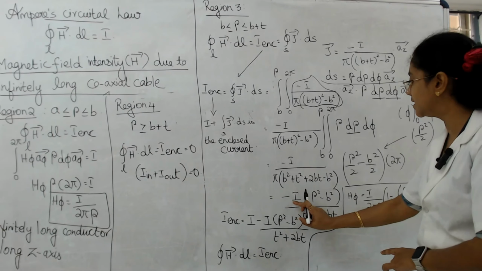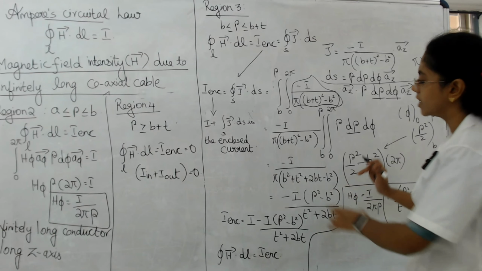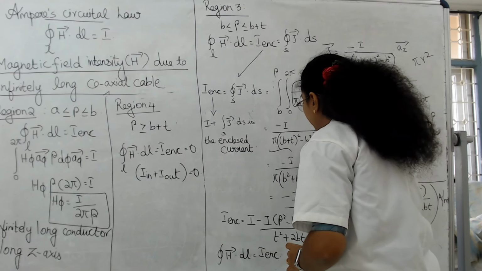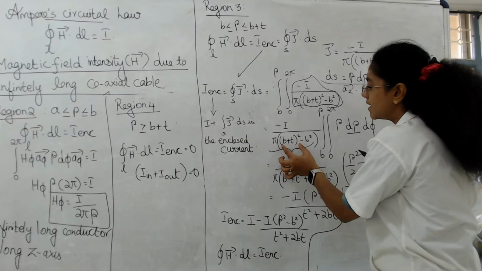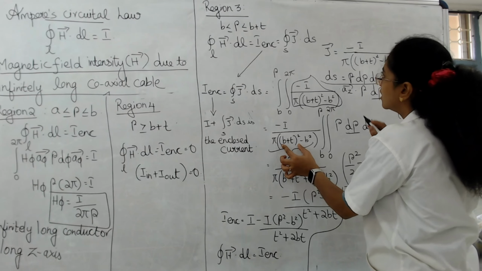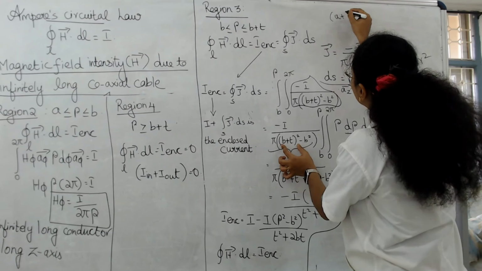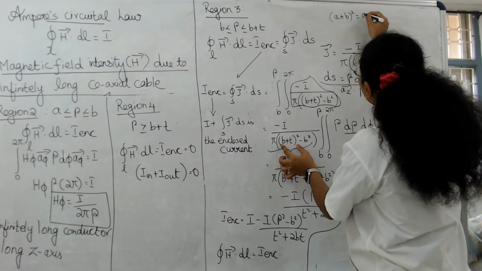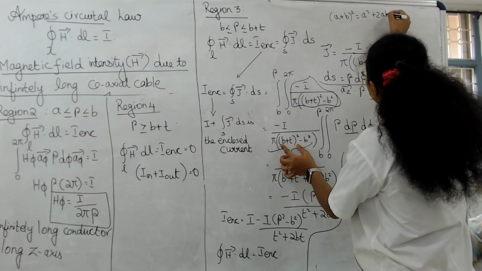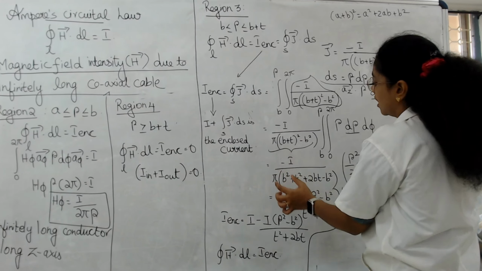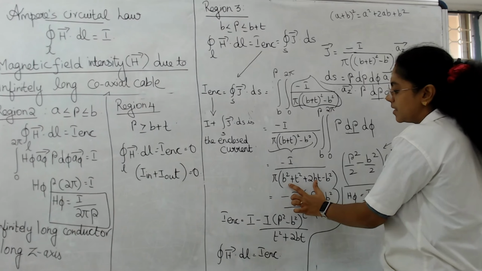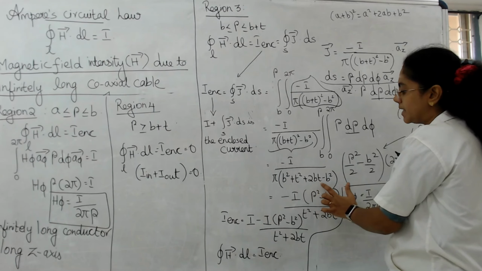Okay, so minus I into rho squared minus b squared. Another step: similarly, I have expanded this b plus t the whole squared. Here you have to apply this concept: a plus b the whole squared is equal to a squared plus 2ab plus b squared has been applied here. According to this, b squared plus t squared plus 2bt minus b squared.